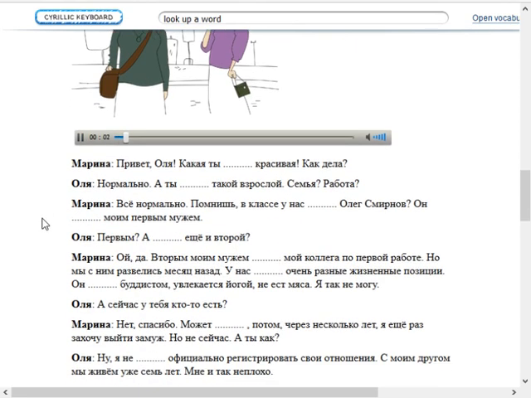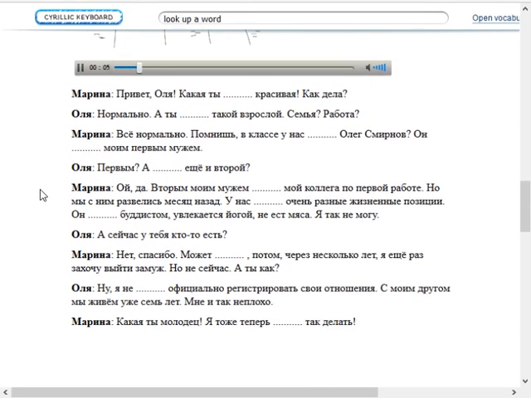Привет, Оля. Какая ты стала красивая. Как дела? Нормально. А ты стала такой взрослый? Семья, работа? Все нормально. Помнишь, в классе у нас был Олег Смирнов? Он стал моим первым мужем. Первым? А был еще и второй? Ой, да. Вторым моим мужем был мой коллега по первой работе, но мы с ним развелись месяц назад. У нас были очень разные жизненные позиции. Он стал буддистом, увлекается йогой, не ест мясо. Я так не могу. А сейчас у тебя кто-то есть? Нет, спасибо. Может быть, потом, через несколько лет, я еще раз захочу выйти замуж. Но не сейчас. А ты как? Ну, я не стала официально регистрировать свои отношения. С моим другом мы живем уже 7 лет. Мне и так неплохо. Какая ты молодец. Я тоже теперь буду так делать.